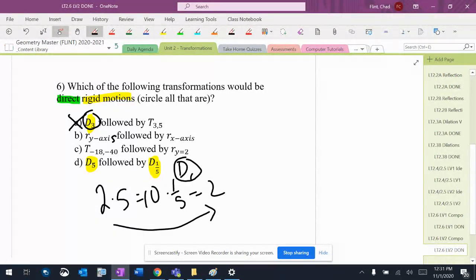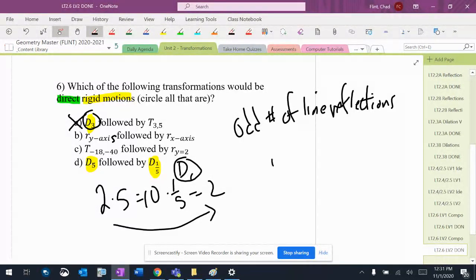That should have an S next to it. Direct. Single line reflections are indirect. And really it's odd line reflections. So odd number of line reflections is not direct.